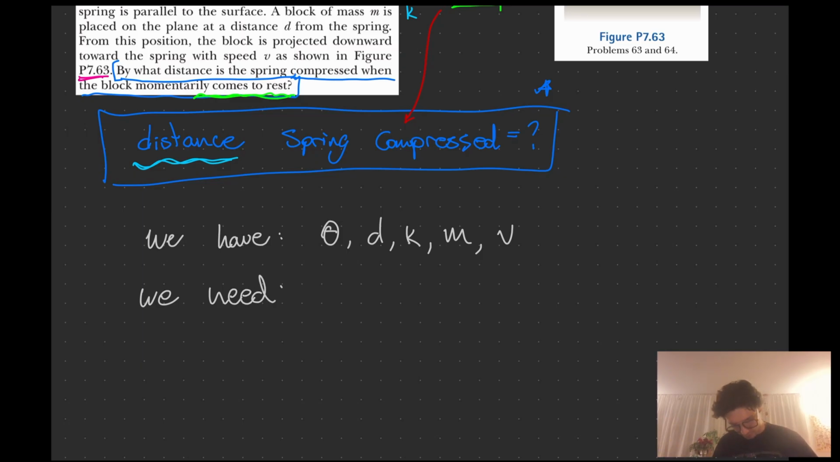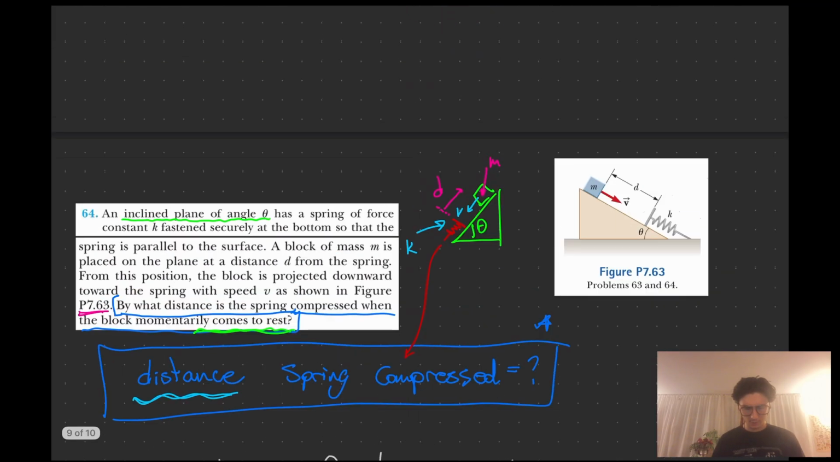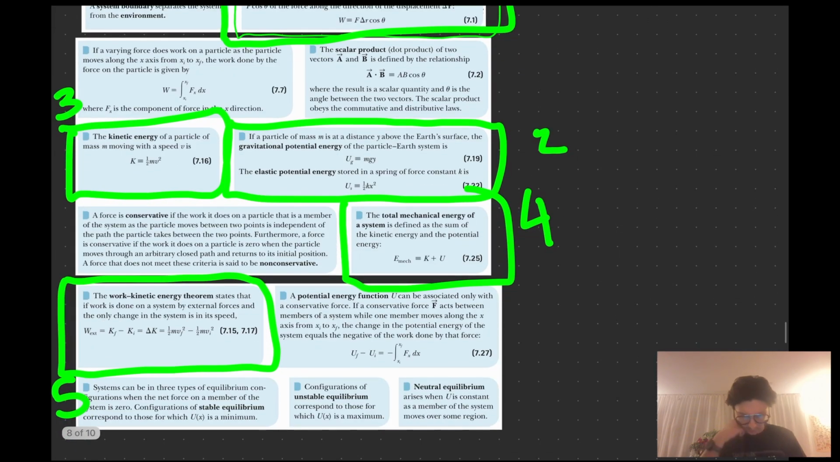Spring is compressed. So this could be d or x, or sometimes they use delta x, or sometimes with these springs they might use delta r, but we're not going to look at that. So we're just going to look for a d or an x, and we're not really sure what equation to use. But let's go grab some equations from here.